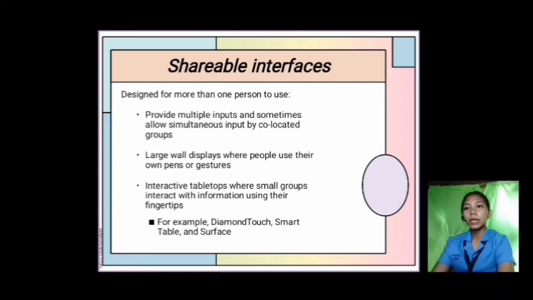Shareable interfaces, designed for more than one person to use, provide multiple inputs and sometimes allow simultaneous input by co-located groups. For example, a large wall display, where people use their own pens or gestures, and interactive tabletops, where small groups interact with information using their fingertips, such as DiamondTouch, SmartTable, and Surface. The advantage of shareable interfaces is that they provide a large interactional space that can support flexible group working, enabling groups to create content together at the same time.